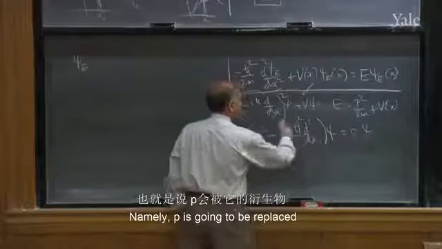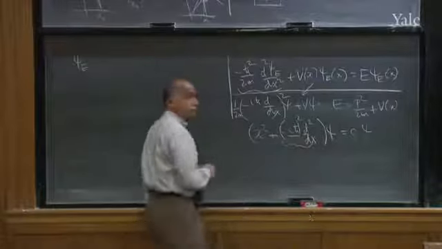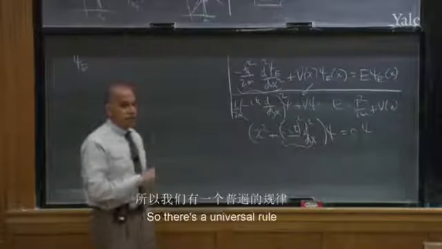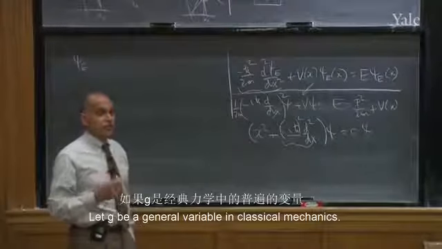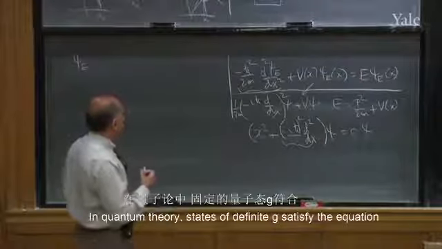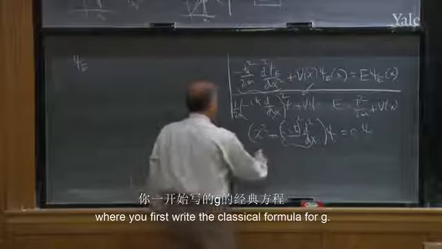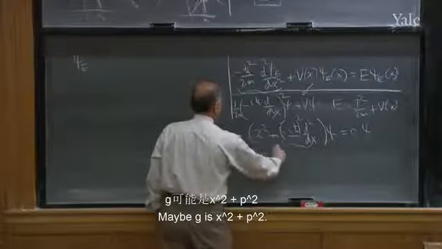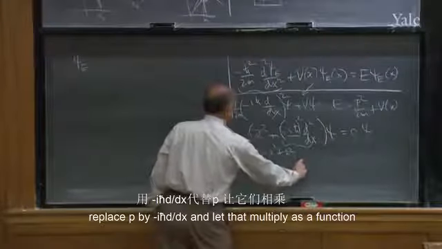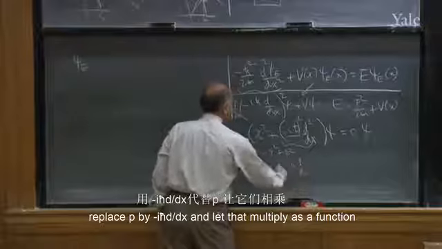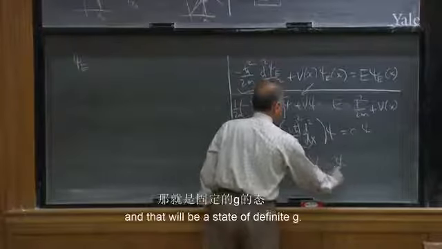Namely, p is going to be replaced by the square of this derivative. Square of a derivative means do it twice. So that's the universal rule for finding states of definite anything, g. Let g be a general variable in classical mechanics. In quantum theory, states of definite g satisfy an equation where you first write the classical formula for g. Maybe g is x squared plus p squared. Replace x simply by x. Replace p by minus i h bar d by dx. And let that multiply some function or differentiate some function. And that will be a state of definite g.